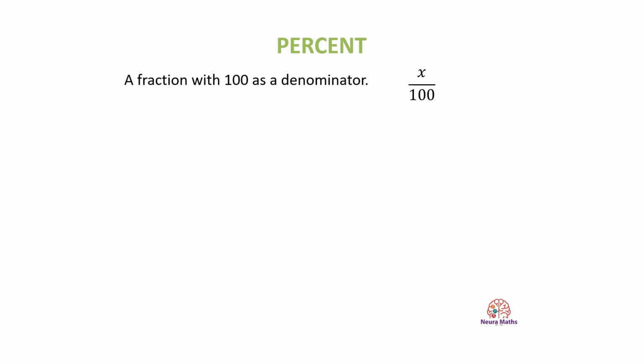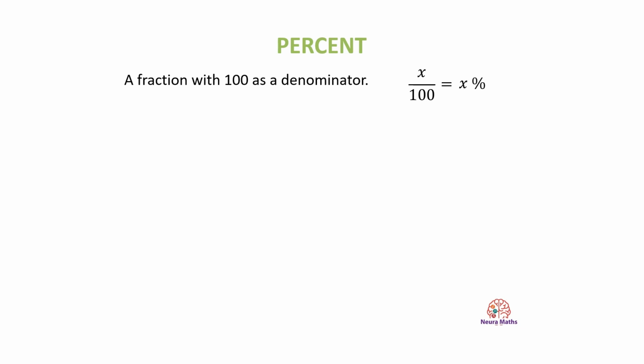Previously, we learned how to convert fractions to decimals and vice versa. Now we are going to learn how to convert a fraction to percent. What is meant by percent? A percent is a fraction whose denominator is 100 and it is written using this symbol.